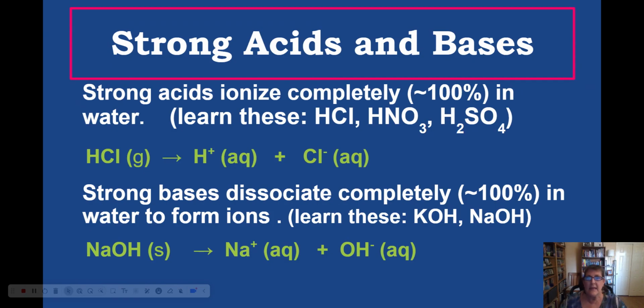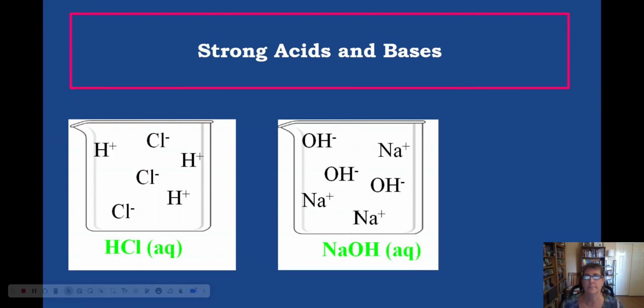So again, we can see these acids dissociate and ionize completely, 100%. The arrow goes one way. Okay, it's a one-way arrow. All of the acid and the base break apart into ions. All of it, 100%. Strong, strong, strong.